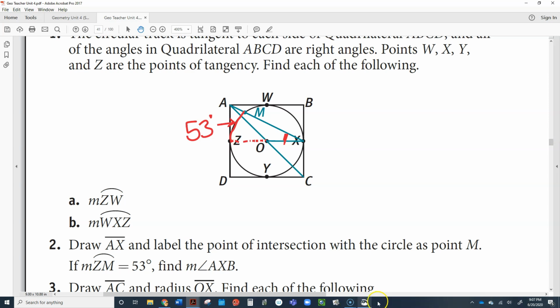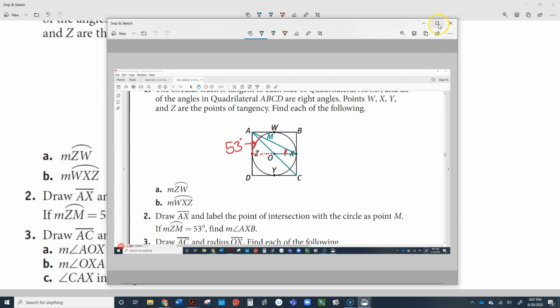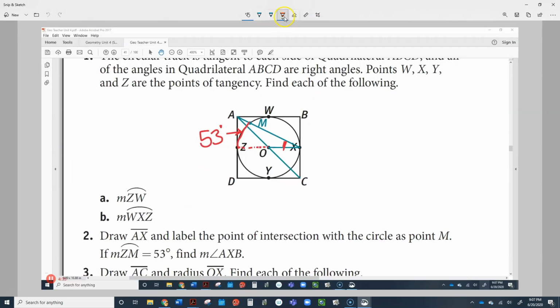Let's see if I can take a picture of this and go somewhere where it's prettier. Okay, now let me get a highlighter. If I draw this angle right here, that inscribed angle, then it has this arc that's measured 53 degrees. With inscribed angles, the angle is equal to half the arc. So the angle is equal to half of 53 degrees. Half of 53 gives me 26.5. So this angle in there is 26.5 degrees.